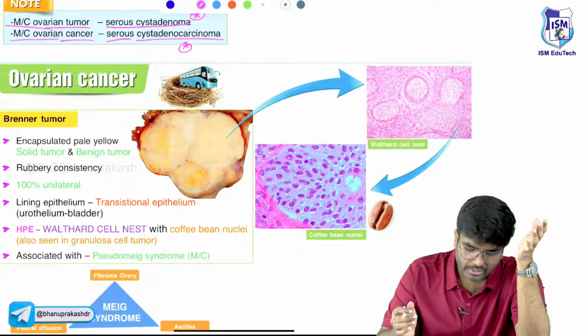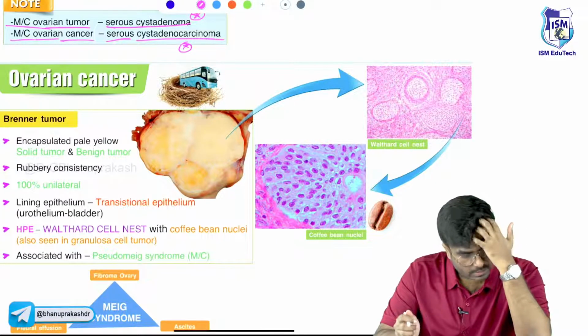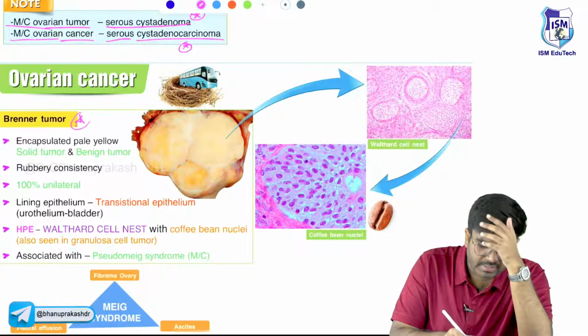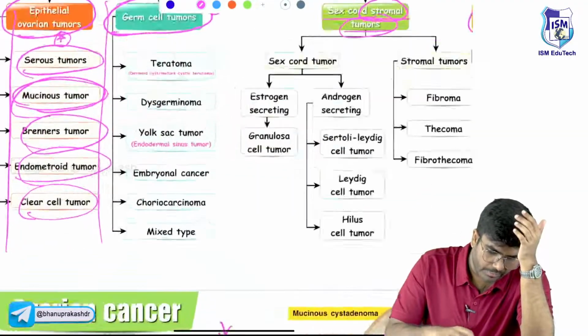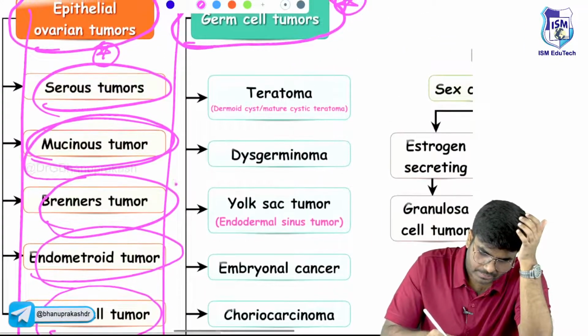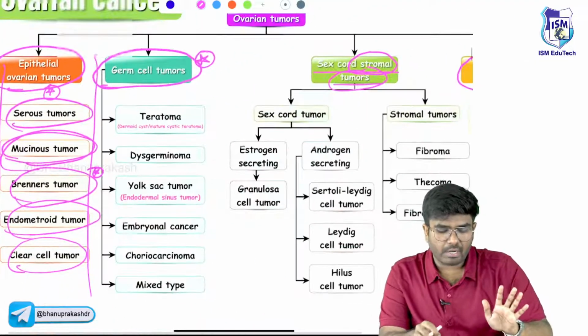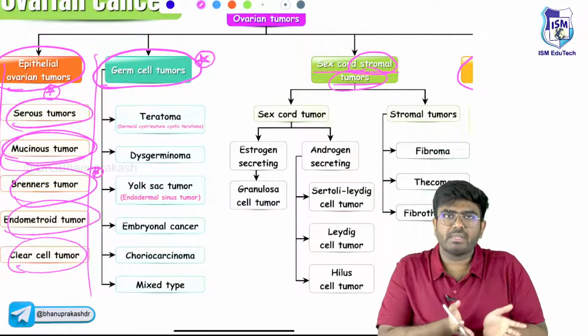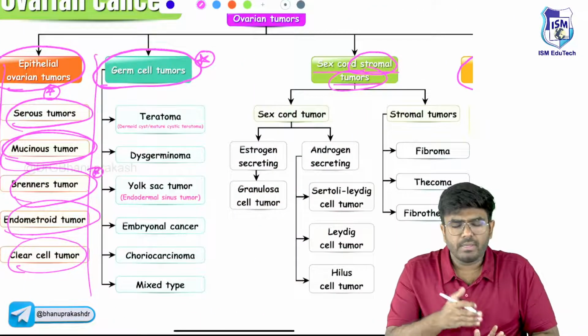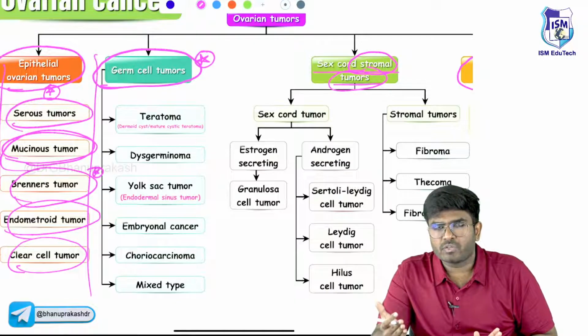Now let's discuss the Brenner tumors. See, this Brenner tumor is again an epithelial tumor. We are discussing the third tumor, the Brenner's, this one. Out of all this, epithelial ovarian tumors are the most important. Germ cell tumors are the next most important.